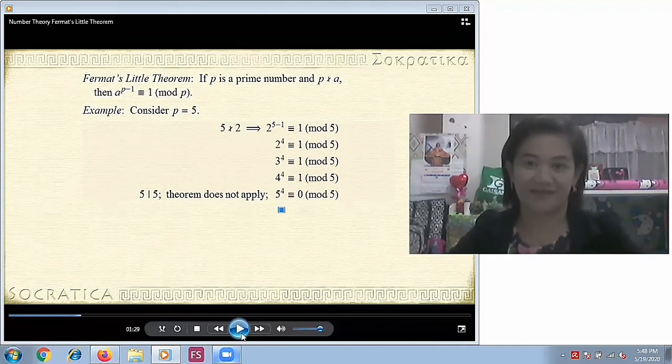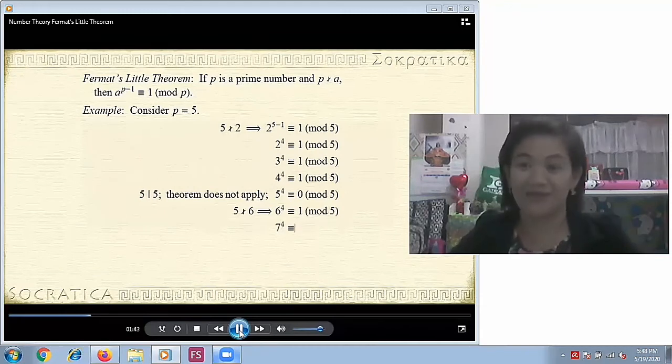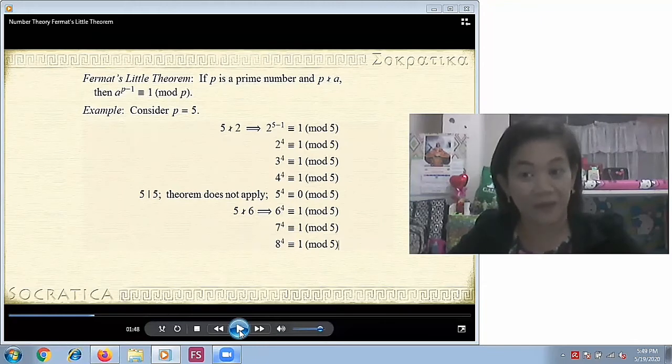How about 6? 5 does not divide 6. Yes, 5 does not divide 6. So 6 to the 4th is congruent to 1 mod 5. How about 7? Or rather, 7 to the 4th is congruent to 1 mod 5. Then we have also 8 to the 4th is congruent to 1 mod 5.